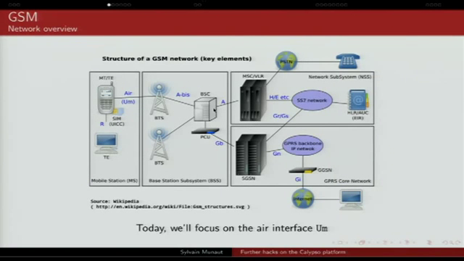So let's talk about GSM. This is what a GSM network looks like, and for the purpose of this talk, we will only focus on the air interface, that is all the communication between the phone and the network. The internal architecture of the network, we don't have to simulate the internal stuff. As long as for the phone we appear as a network, we're good.